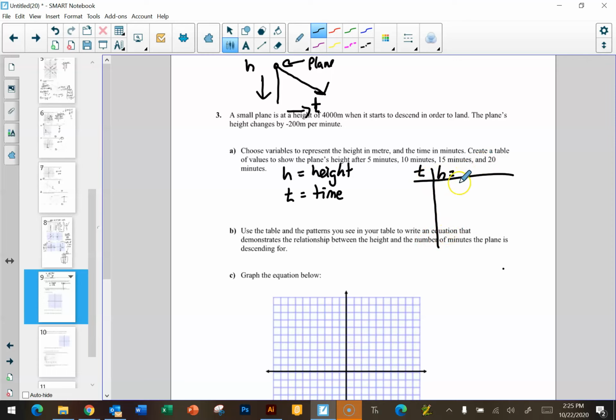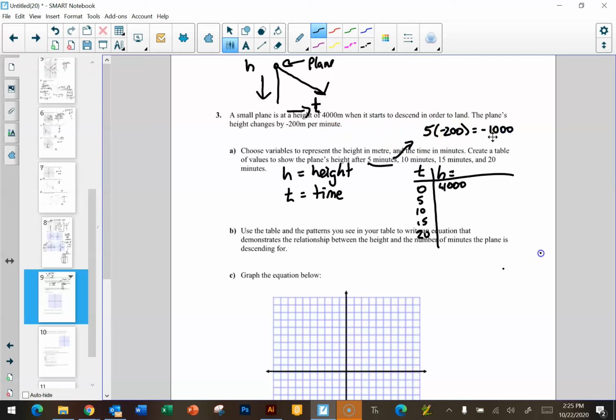So let's look at time. I'm going to put in 0 here, then 5, 10, 15, and 20. So if time equals 0, height is going to be what? Well, if no time has passed and the plane started at 4,000 meters, it has to be at 4,000 meters. Now after 5 minutes, it's 5 times negative 200, because for every minute it drops 200 meters. So 5 times negative 200 equals negative 1,000.